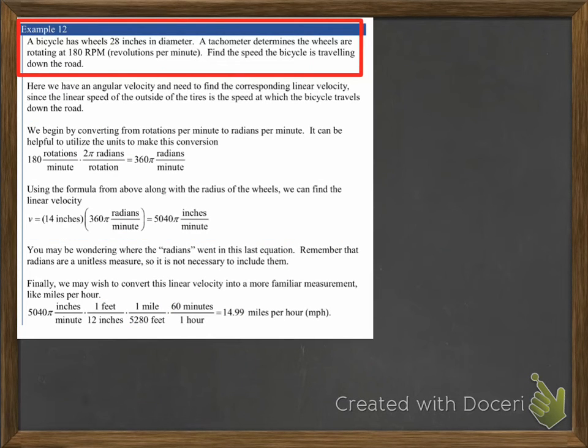So we have a bicycle that has wheels 28 inches in diameter, and a tachometer determines the wheels are rotating at 180 revolutions per minute. We can think of that as rotations per minute. So we need to find the speed the bicycle is traveling down the road.